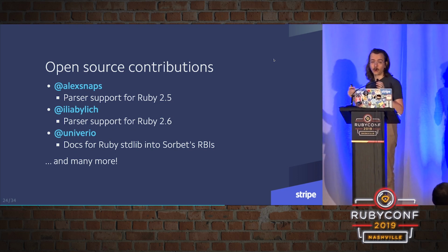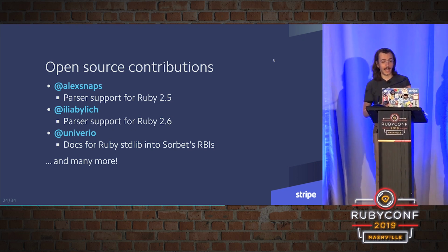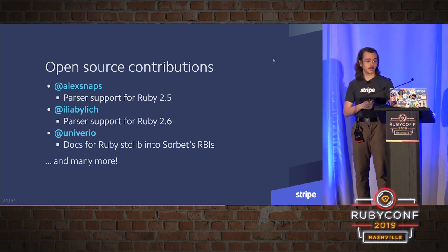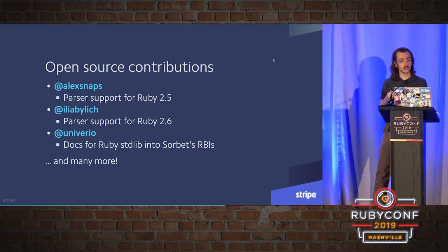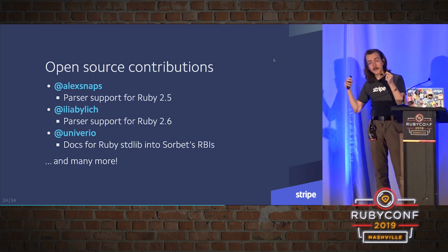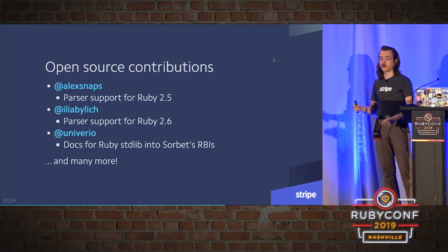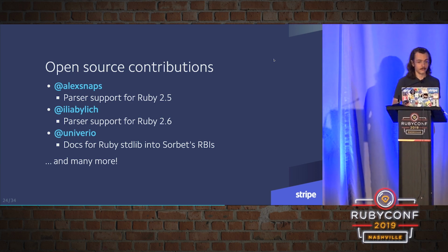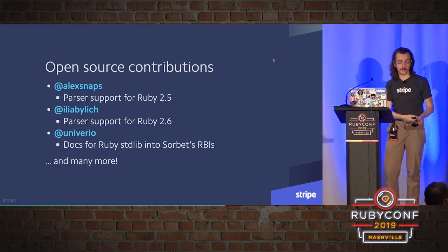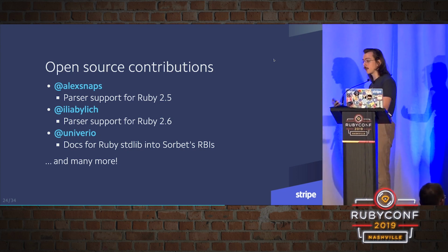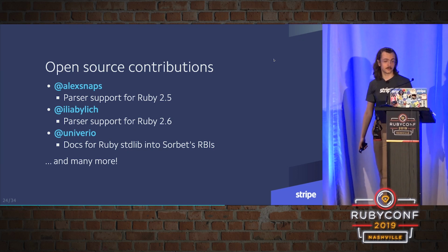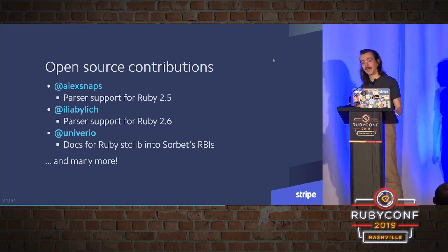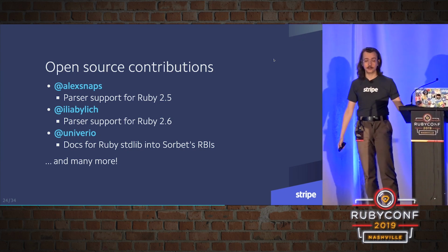I wanted to specifically also pinpoint a few contributors. Alex Snaps has contributed parser support for Ruby 2.5, with the details about how to make it work correctly. And in tricky cases where the parser of Ruby doesn't necessarily do what you would expect it to, Sorbet now does the correct thing. Ilya Bilic did the same for Ruby 2.6. Both of them are external contributors, and those are substantial contributions to Sorbet. Thank you, folks.